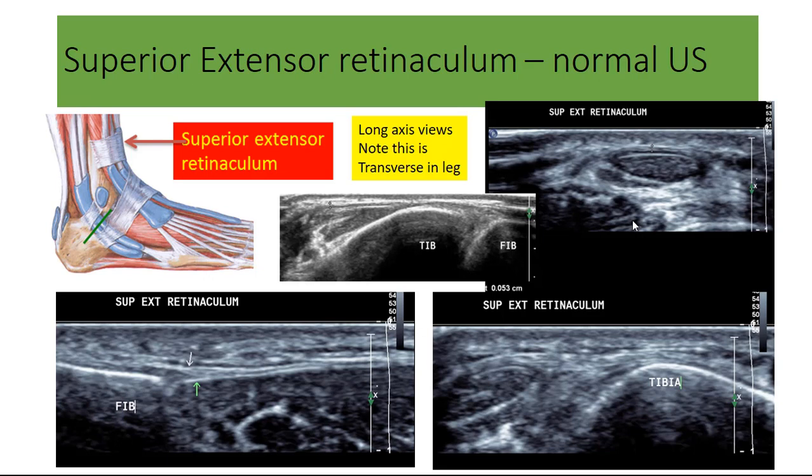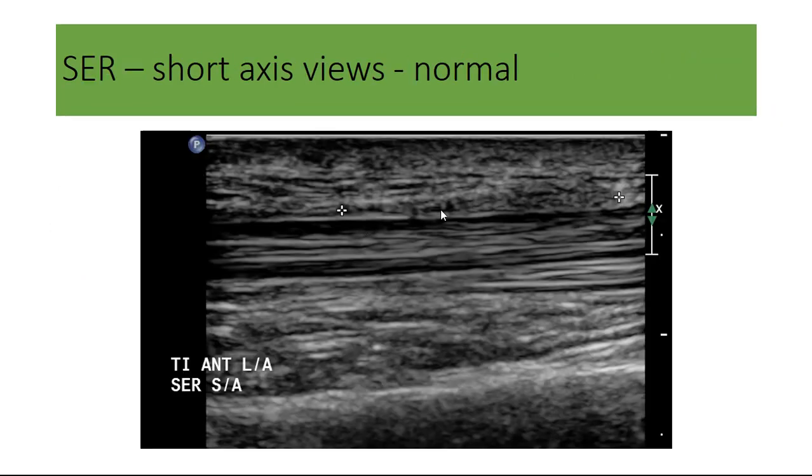The superior extensor retinaculum, when it's there, we can measure it. We can see it either sitting over the tibialis anterior or under it. We should look at its insertion onto the tibia and then its insertion onto the fibula, which should be nice and smooth, and there shouldn't be any bony irregularity or avulsions. We can look at it in short axis.